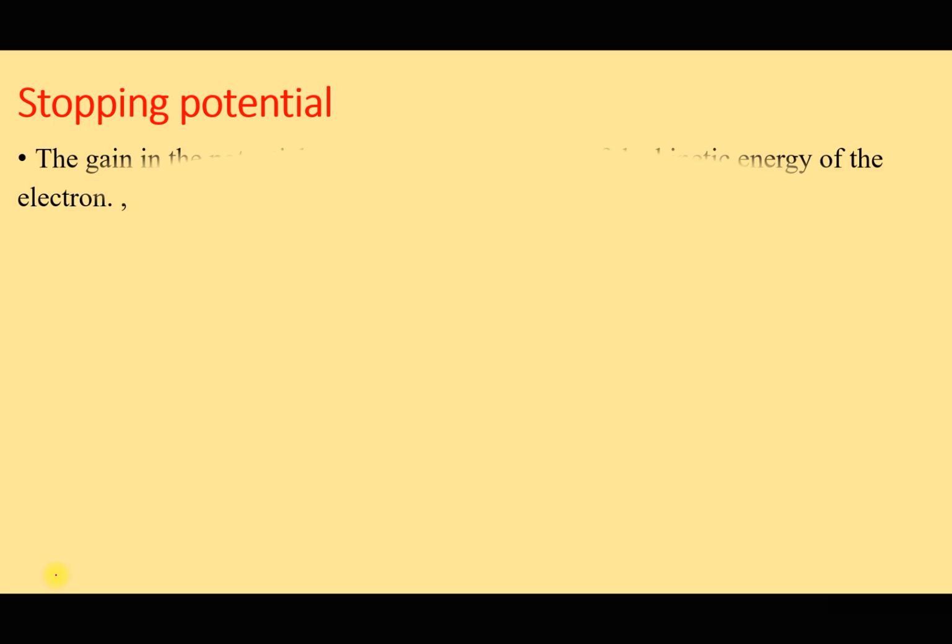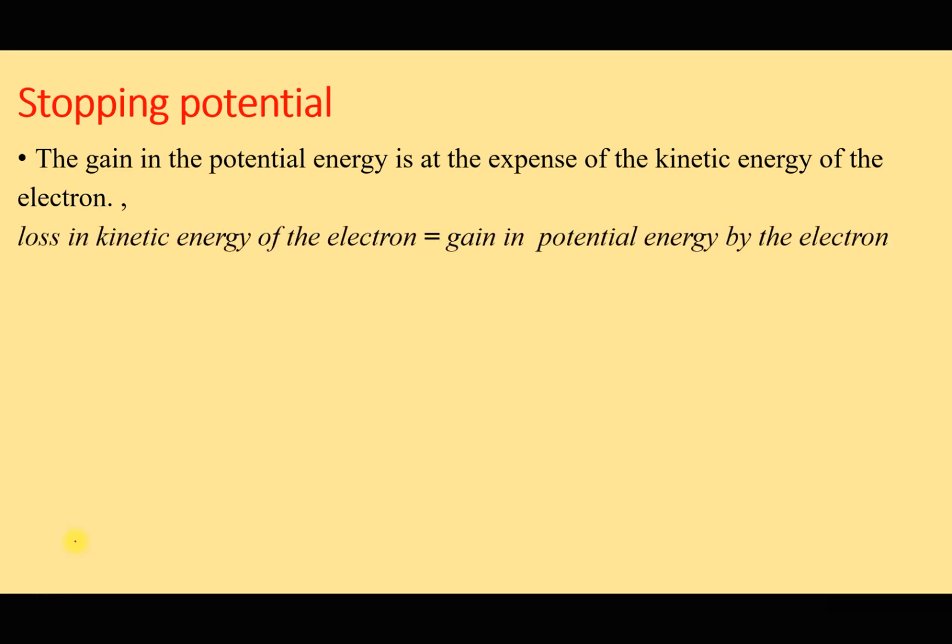So the gain in the electric potential energy is at the expense of the kinetic energy of the electron. So we say the electron loses kinetic energy as it gains electric potential energy. And of course, the electric potential energy will be the charge of the electron times the potential difference, or the PD between A and B.